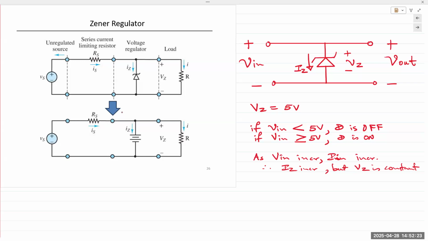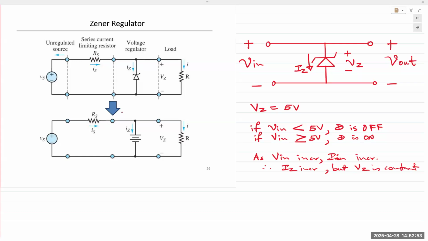VZ remains constant, which makes sense by all laws of physics and Ohm's law. If you increase the voltage that you're sending in, you're also increasing the current, meaning you're increasing the power being sent into your circuit. Now, at the receiving end, the Zener diode is receiving that increase in power, and the voltage remains constant. P equals VI. P increases, voltage remains constant. That means I must increase, which is what happens. The Zener diode sinks a lot of current.